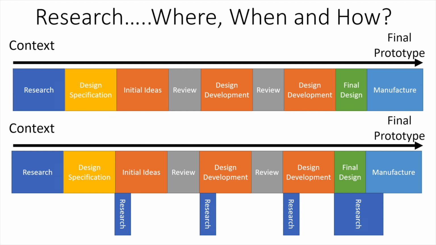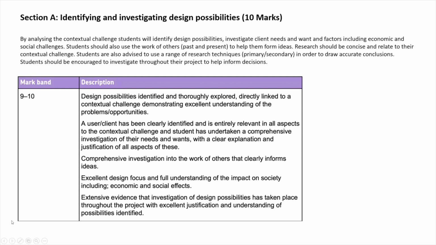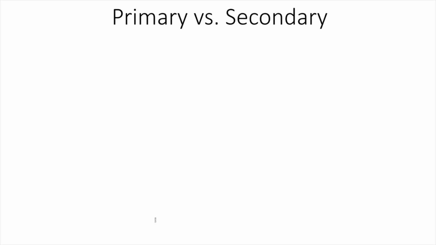It's something that's going to affect your project the whole time. Now, if we looked at the mark scheme, we've already looked at the top sections, so let's look at the bottom point. It says you need to have extensive evidence that investigation has taken place throughout the whole project. Therefore, you need to be constantly understanding what type of research you need to do and doing that research throughout the whole project and not just at the beginning. So what type of research do you need to do, or how are you going to go about it?